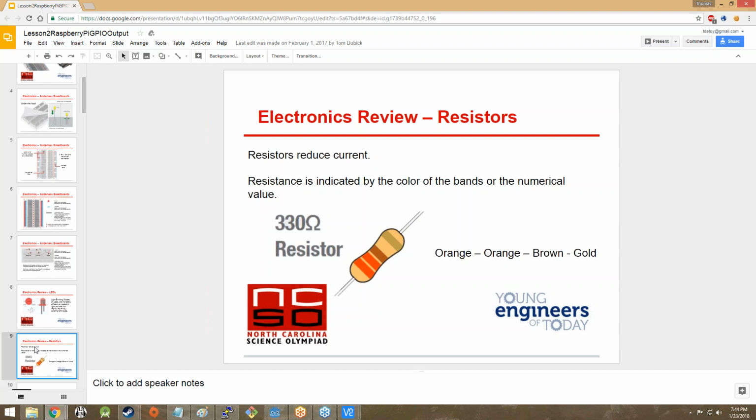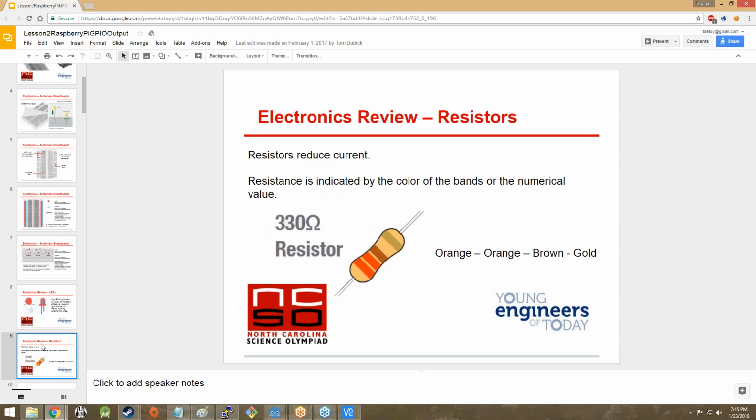Now, the resistance on a resistor is indicated by the color of the bands on it, because you could just print numbers on it. But a lot of resistors are very, very small, and it'd be very hard to read numbers. And resistors can all have very different values, so it's important to note that you might want a different resistor for the job. A resistor's resistance is measured in something called ohms, O-H-M-S.